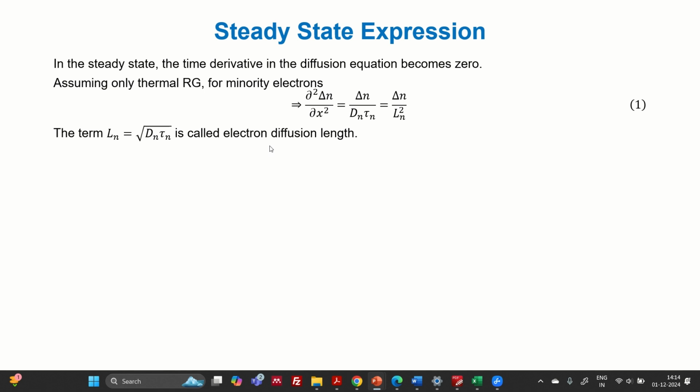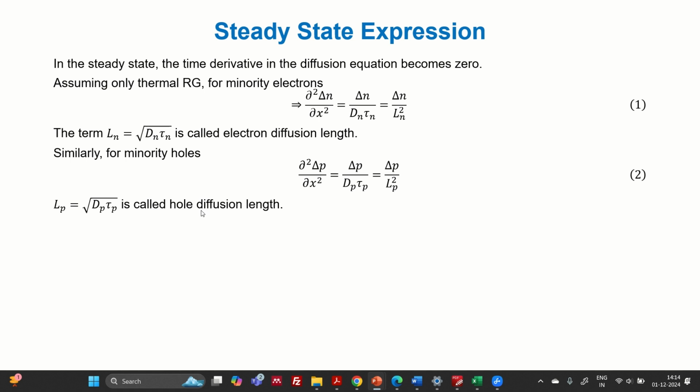Similarly, we can have the steady state equation for minority holes in an n-type material. For that case, what we get is del 2 delta p by del x square is equal to delta p over Dp into tau p. So let me call this Lp square again, and Lp is going to be the hole diffusion length. It's the length after which a hole is going to recombine with the majority electron.